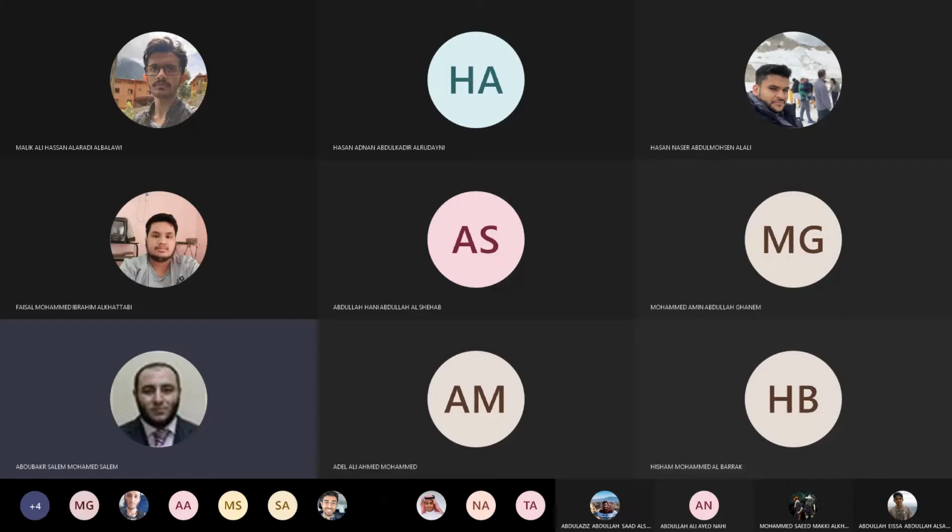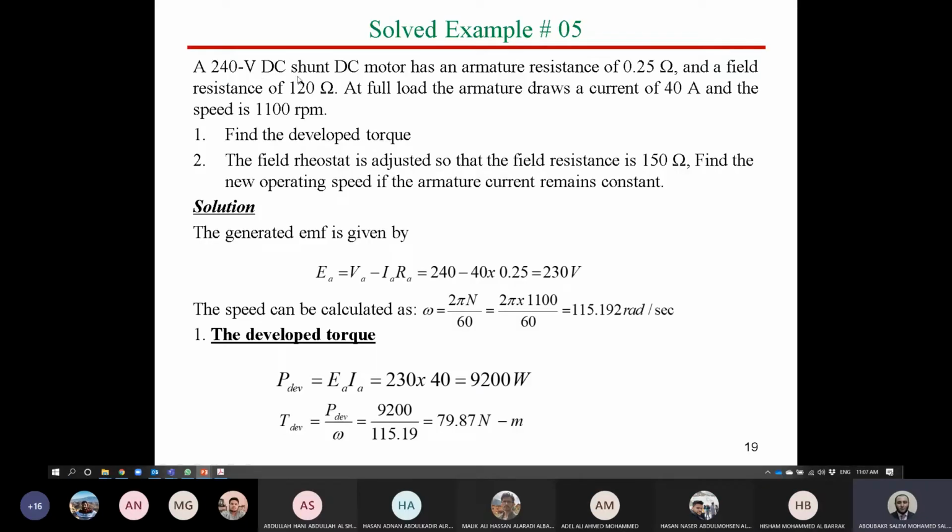Control, we have a 240 volt DC shunt motor, the armature resistance is given, and the field resistance is given as well, and the armature current at rated value is given as 40 amps. And the speed is 1100 RPM. So this is now representing the operation at full load, 40 amps and 1100 RPM speed.